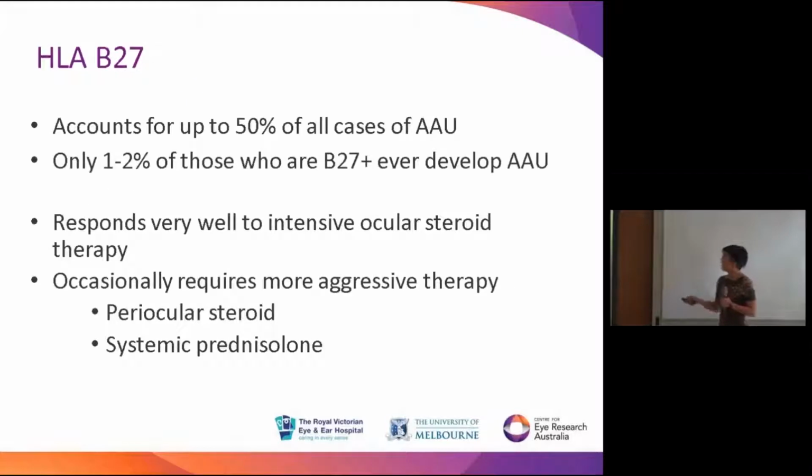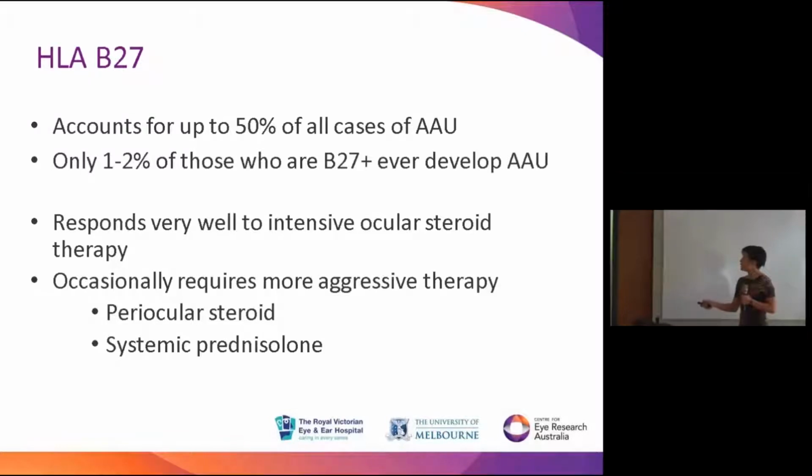All right, so B27 accounts for about 50% of all of our acute anterior uveitis in Australia. I know that the rates of B27 is lower in Asian populations, so I'd be very interested to know what your spread of B27 associated uveitis here in Indonesia is. It responds really nicely to intensive topical steroid therapy if you get them early and you treat them hard, okay?